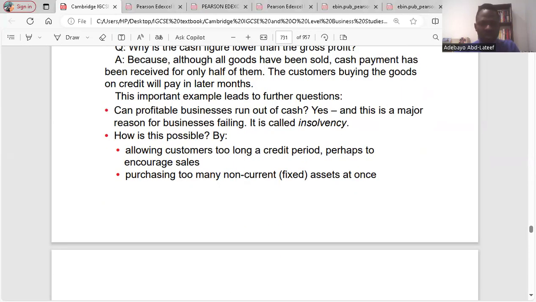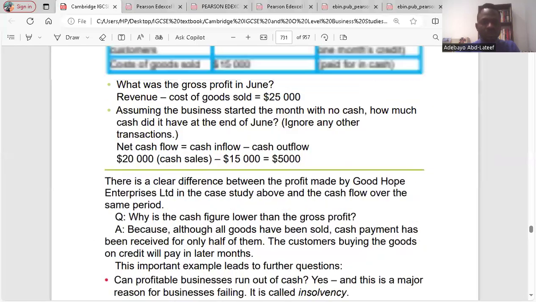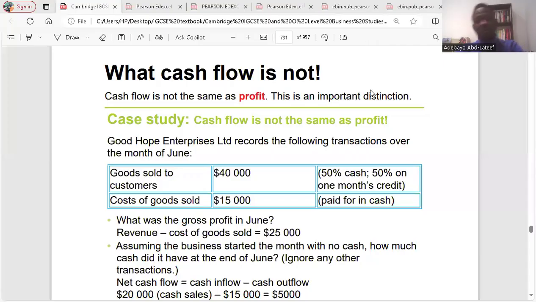Okay, let's just go down. Yeah, they said, okay, we need to read those things. What cash flow is not? So cash flow is not the same as profit. So this is an important distinction. We have a case study, which I think we need to go through.